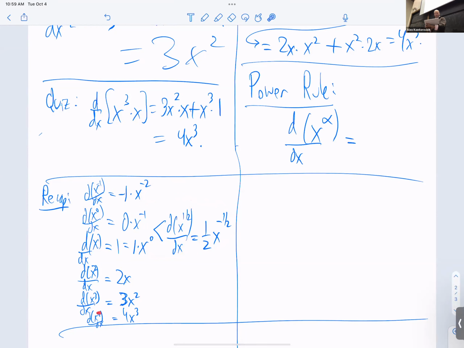Whatever the power is comes down as a coefficient, and the power of x that we get is the power minus 1. Okay. We can prove this. Well, we can prove it by induction easily.